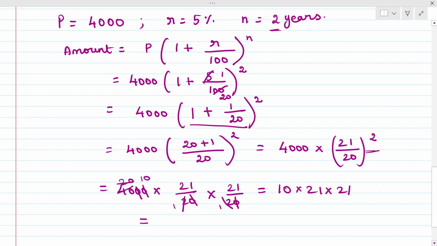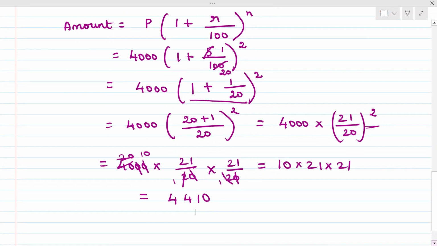So when you multiply, it will become 4410. So the population after 2 years is 4410. This is the answer.